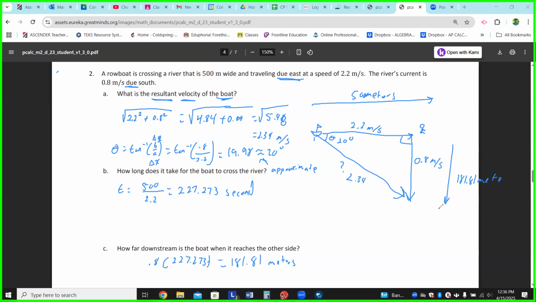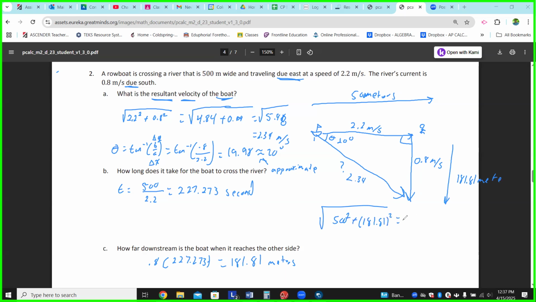The distance here, I think that's what we're getting into in part D. I guess not. I don't know. That would be a question for Whiting. But just trying to find the distance here, I know this is going to be 500. So the time it would take is going to be 227 seconds. And then the fact that we're this far off with the current, it's going to take us 181.81 meters off course. So if you wanted to find the distance there, we could do 500 squared plus 181.81 meters squared.